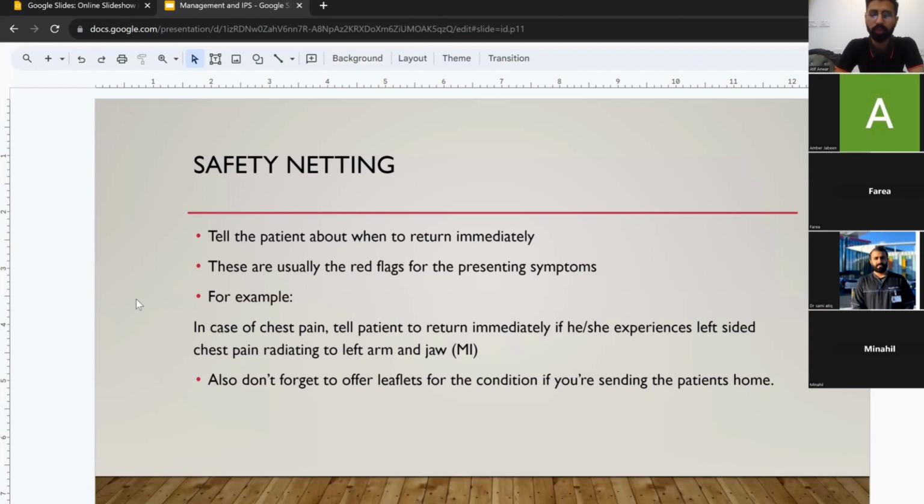And also give them leaflets for their condition so they can read them at home and get a better idea about what condition they are having. You won't have leaflets in the cubicle when you're going for your exam, so you'll simply verbalize that I will arrange for some leaflets for you so you can read them and have a better idea of your condition.